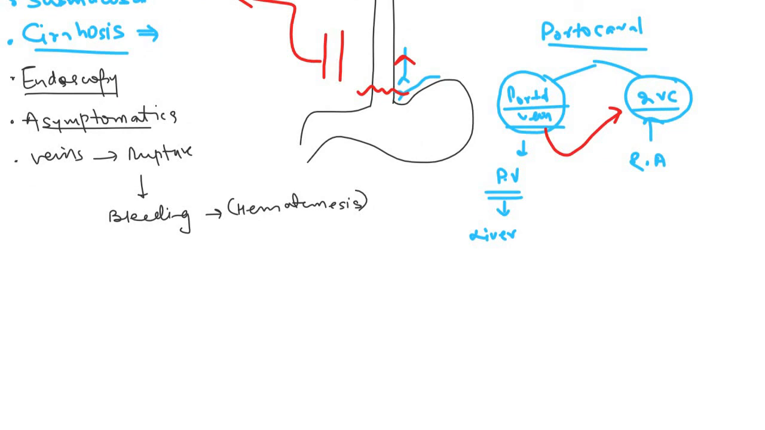Now you tell me, in case of Mallory-Weiss syndrome there was also hematemesis, but in that case the hematemesis was painful, but in this case the hematemesis is painless. So the patient will have painless hematemesis, and hematemesis is one of the terminal causes of death in patients with cirrhosis.